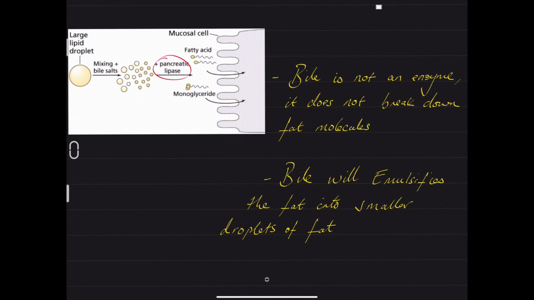Okay, this increases the surface area for lipase enzyme to digest or break down the fat molecules. So therefore, increasing the surface area for the action of lipase. Okay, so bile essentially creates a larger surface area for the enzyme lipase to work.